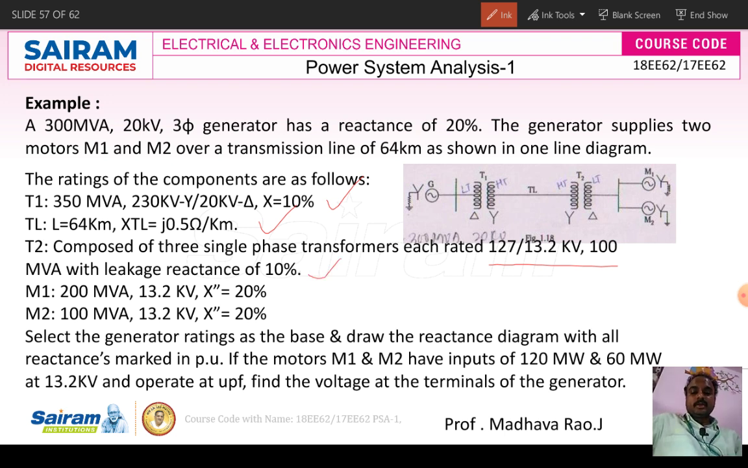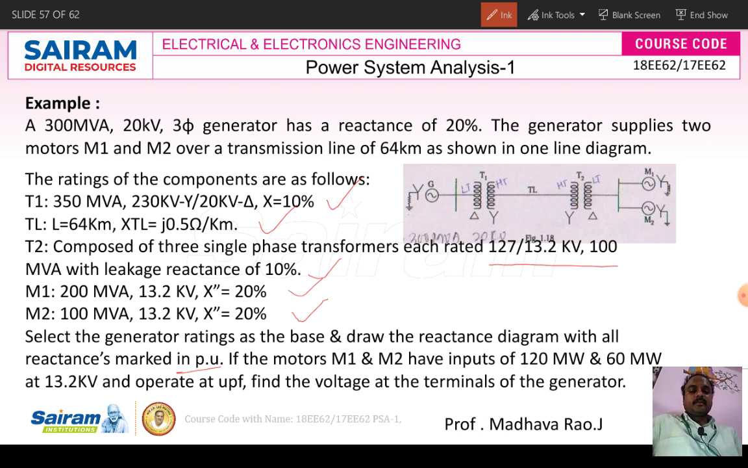And motor 1 and motor 2. Motor 1 is 200 MVA, 13.2 kV, and reactance is 20%. And motor 2 is 100 MVA, 13.2 kV, X value is 20%. X value means reactance value. So, these are the ratings given. Selecting the generator rating as base, draw the reactance diagram with all the reactances marked in per unit. So, per unit values we have to calculate for all the components.